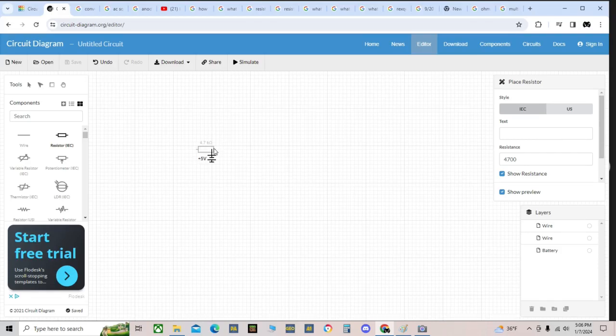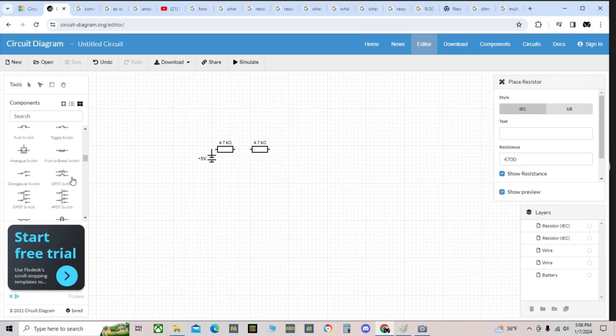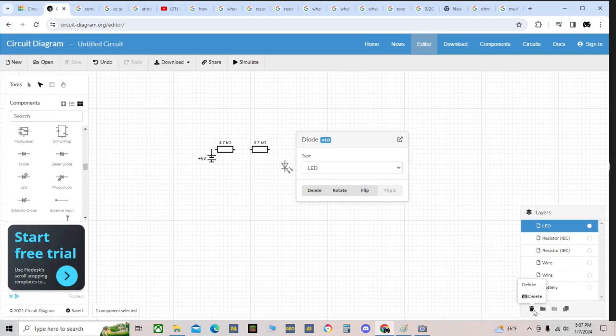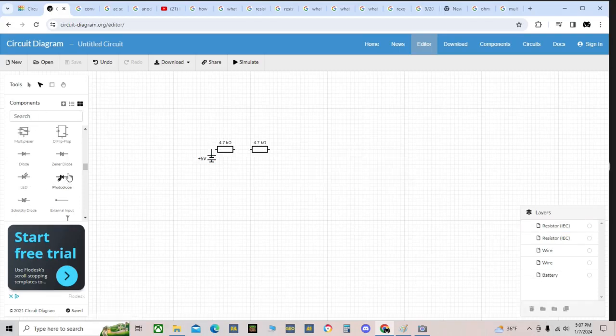This is just a random one. I'm not going to measure it. If I accidentally connect the positive, it's fine. It doesn't really matter with resistors. But with an LED, oh shoot, that's wrong, isn't it? Yes, it's pointing towards the positive.